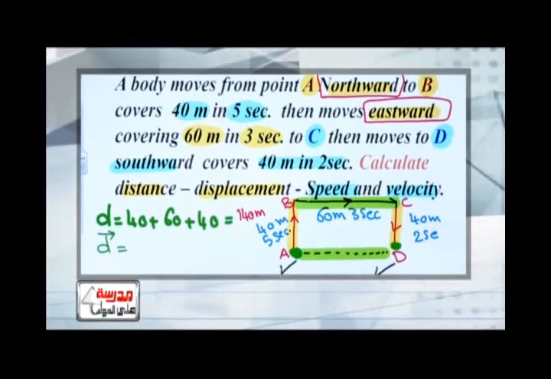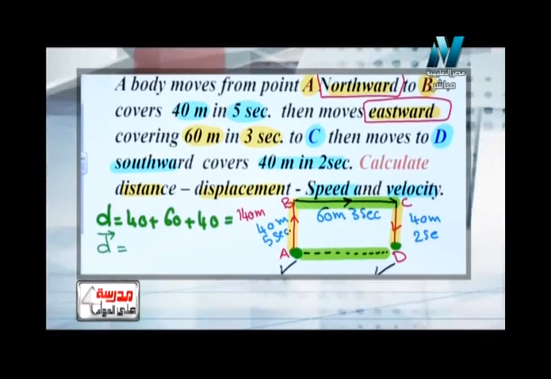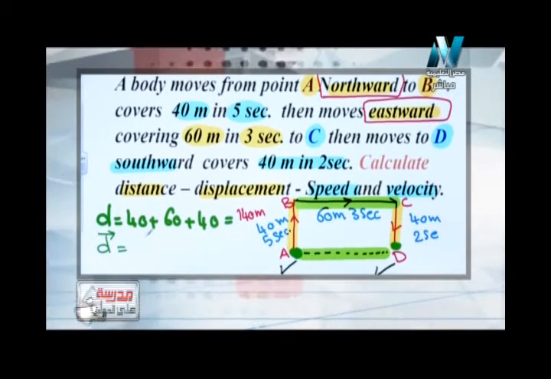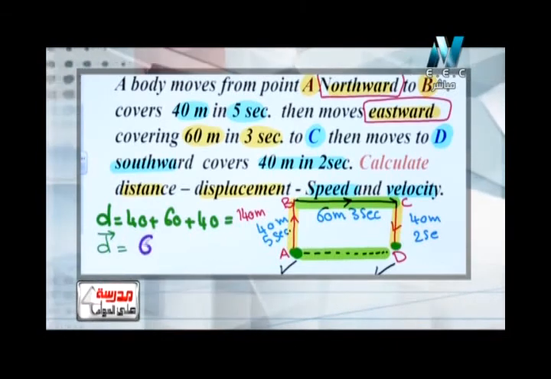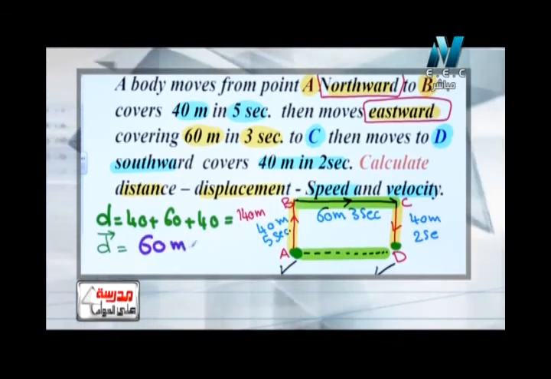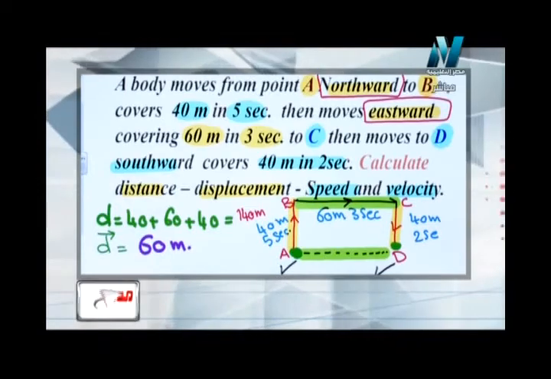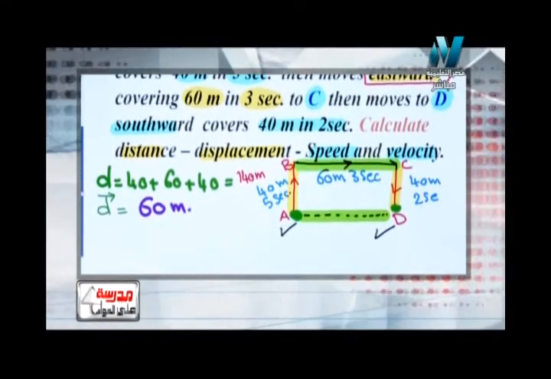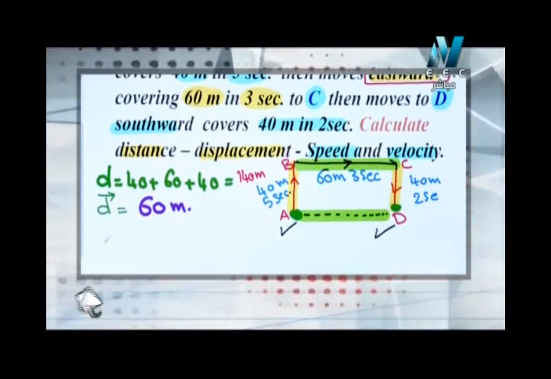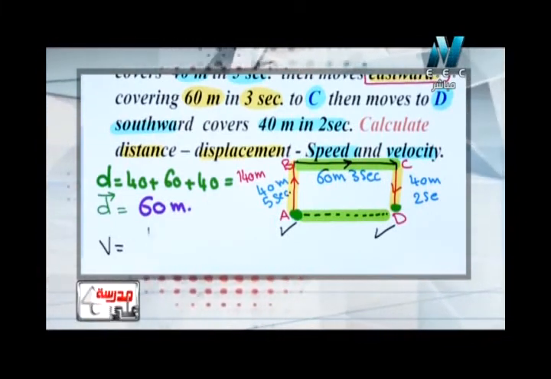60 meters, as we studied before in geometry. We know, so displacement equal how many? 60 meters. We have a great difference, as you can see, between distance and displacement. Here we have to calculate number one, speed. V equal what? D over T.